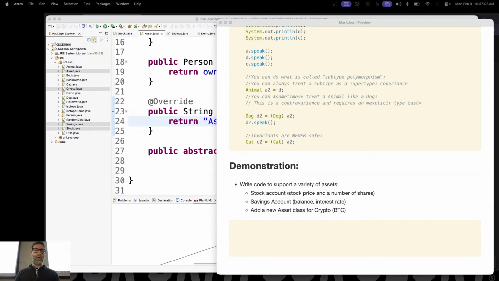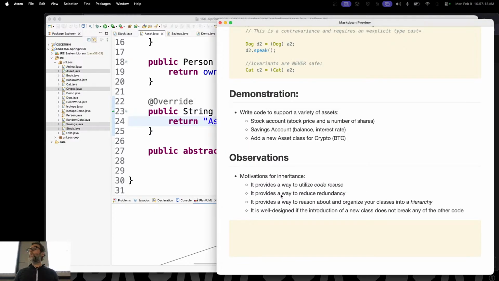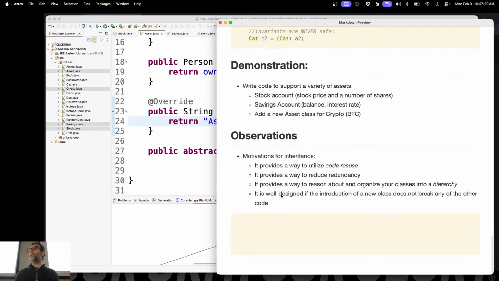So, review, or observations, I guess I should say. First of all, the motivations. Here are the observations. So why do we want to use inheritance? We've already seen that it's a good way to utilize code reuse.